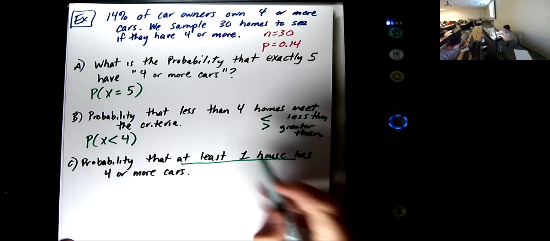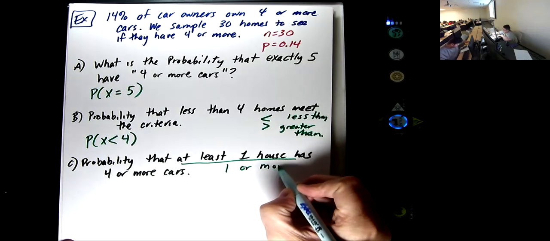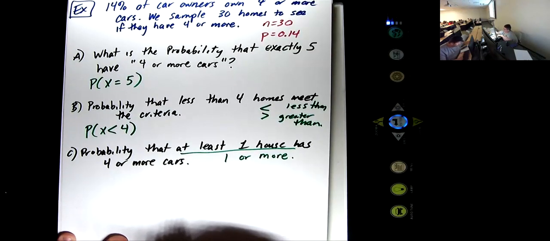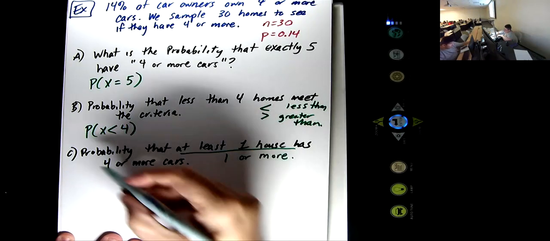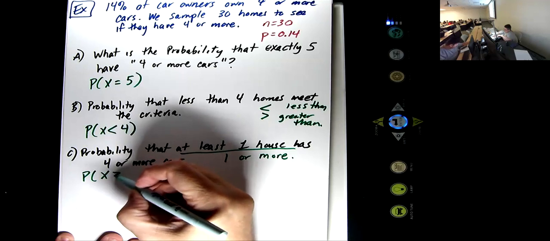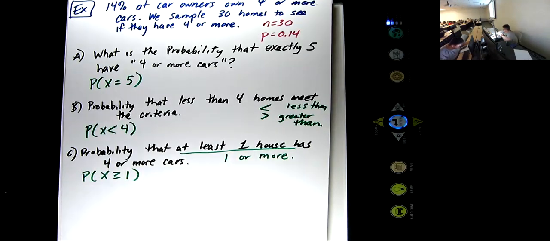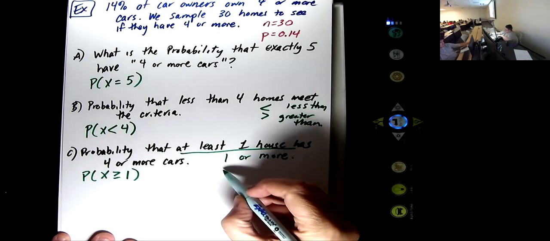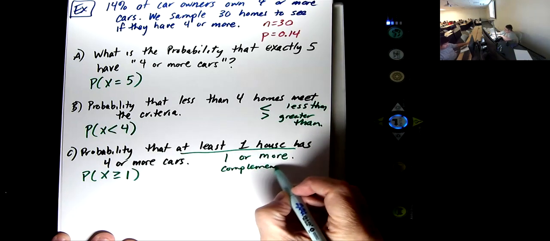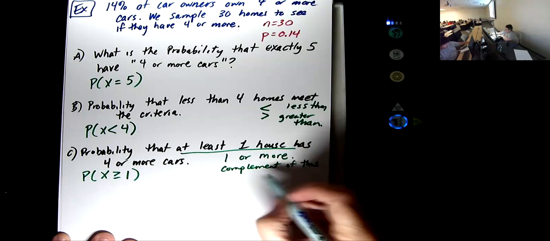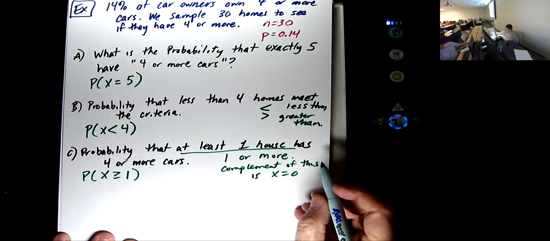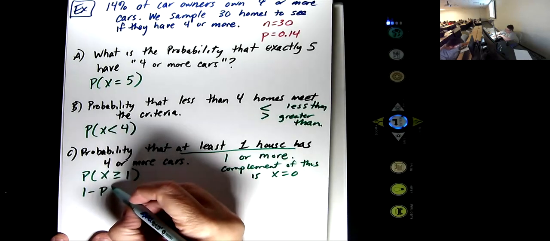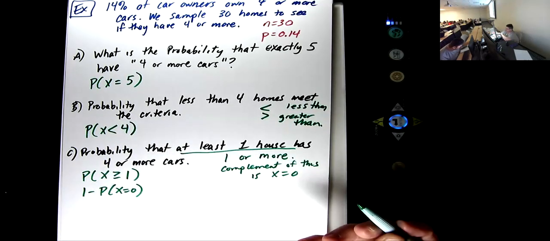At least one house means 1 or more. So I could do X is greater than or equal to 1. We could also do that event complement thing, like the complement of this is x equals 0. So we should be able to get the same thing if we do 1 minus the probability that x equals 0. These should be equal.